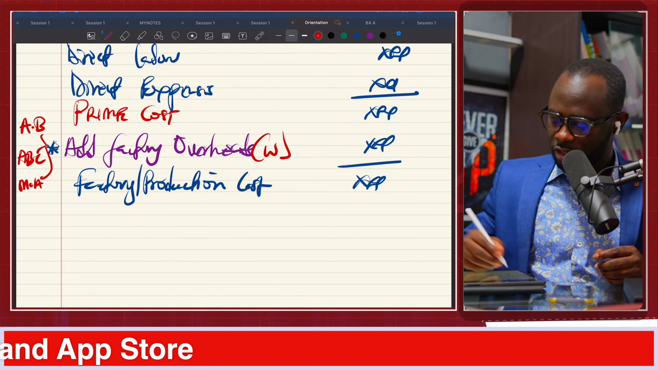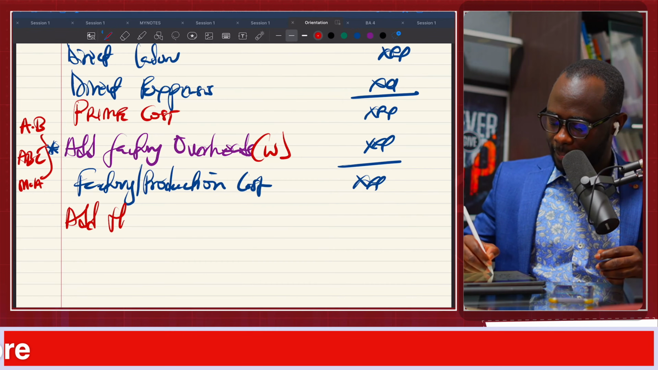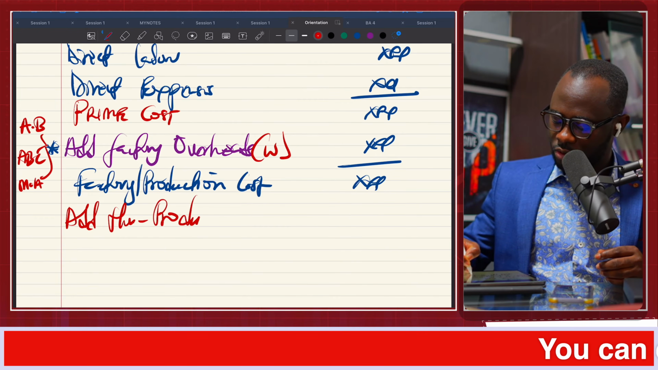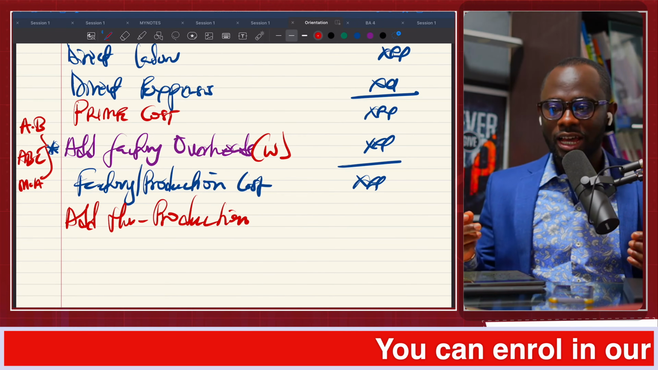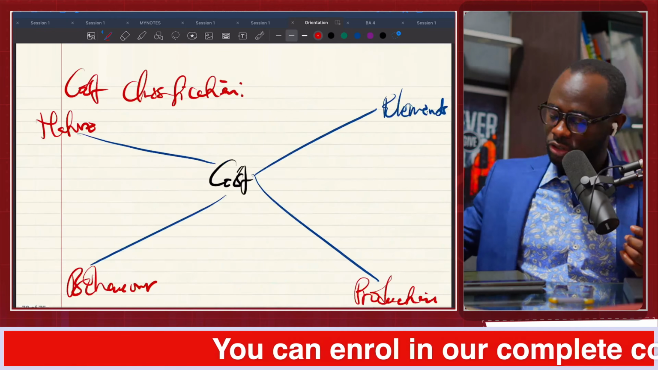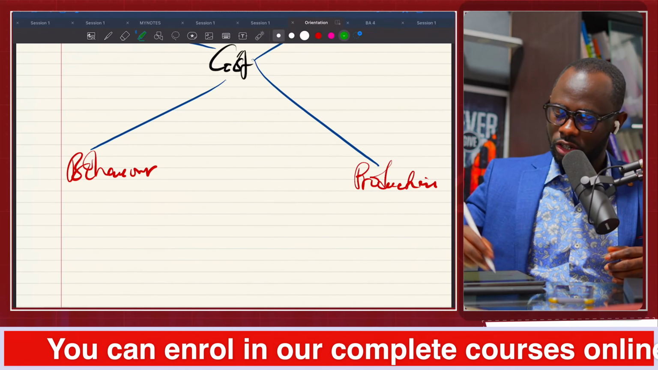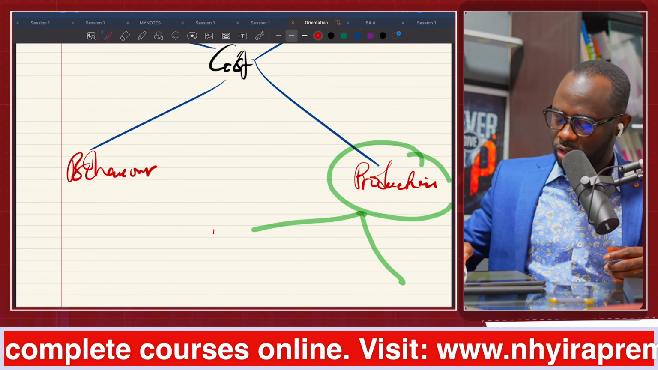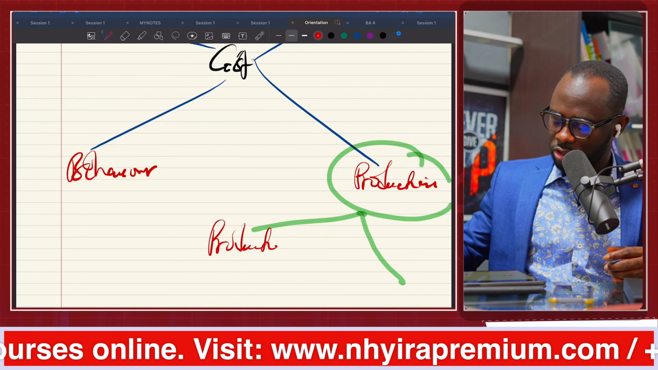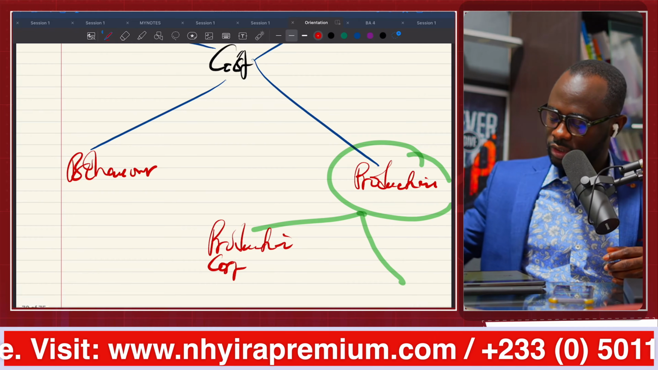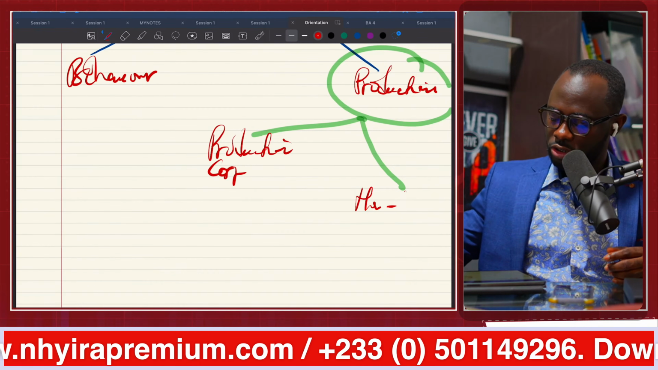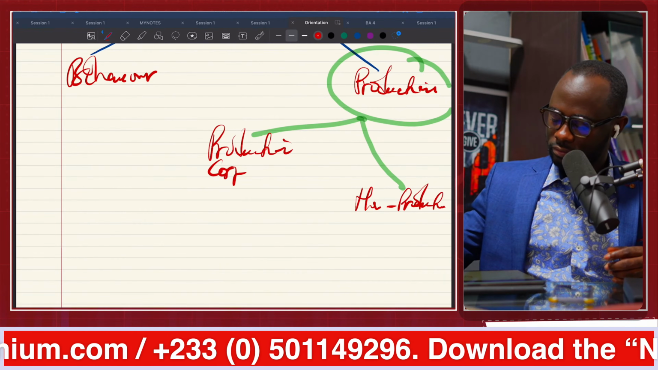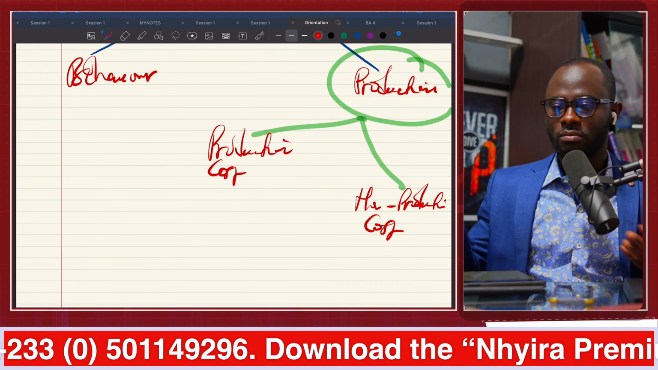Then we're going to add non-production overheads. So this is another classification of cost. If you remember, I told you that we can classify costs according to production. This is classifying costs between what relates to the production of the product, so production cost, and then non-production cost. Okay, production cost and non-production cost.